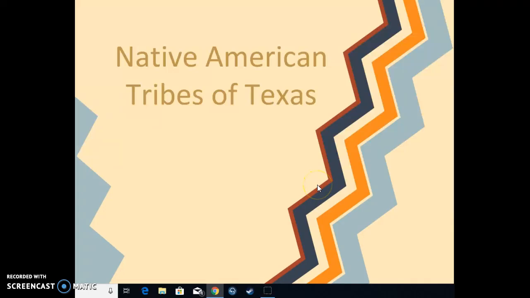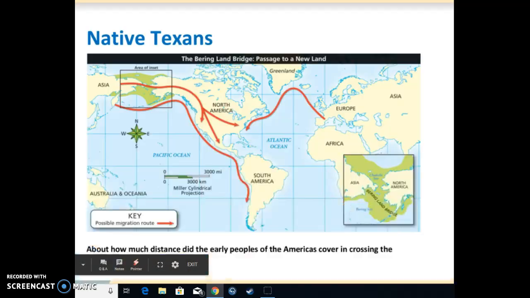Okay, my students, today we're going to talk a little bit about the Native American tribes of Texas, and so this is going to be a great overview for you. We've already talked about the land bridge, and as you can see with my little clicker and pointer here, the initial migration into North America and South America came this way.